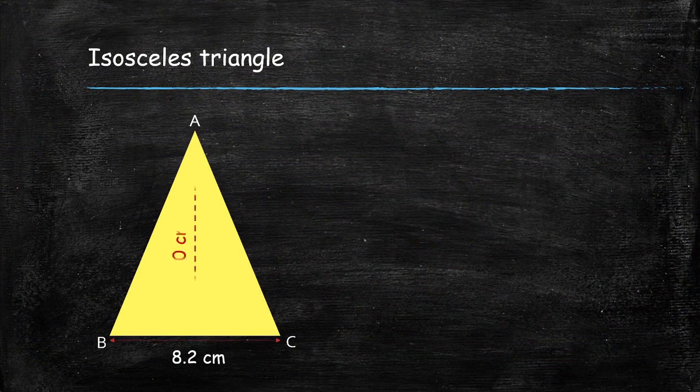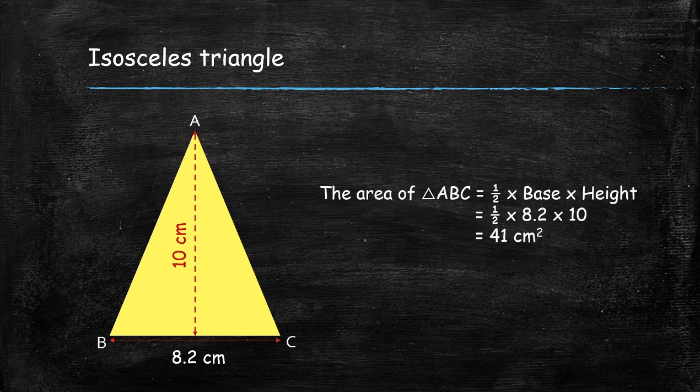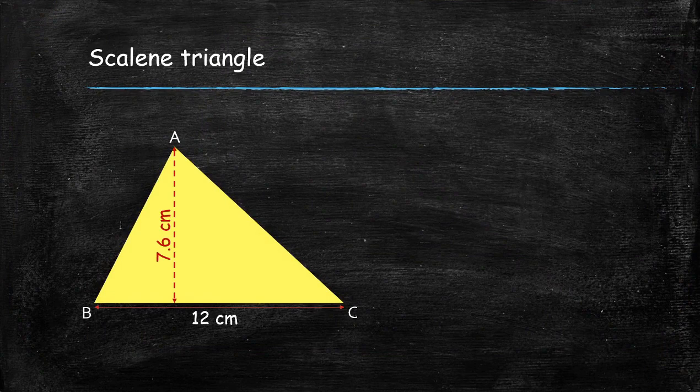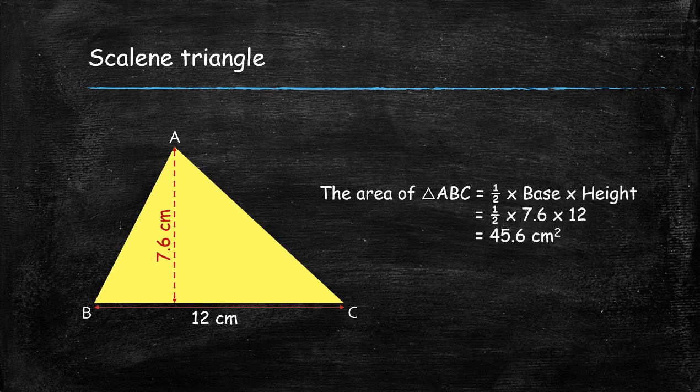We get the base, we get the height. The area of triangle ABC is half into base into height, half into 8.2 into 10 is equal to 41 centimeter square. Now scalene triangle, we know the base, we know the height. So can you guess what is the area of this triangle ABC? Yes, you are correct. Area of triangle ABC is half into base into height, half into 7.6 into 12, which is equal to 45.6 centimeter square.